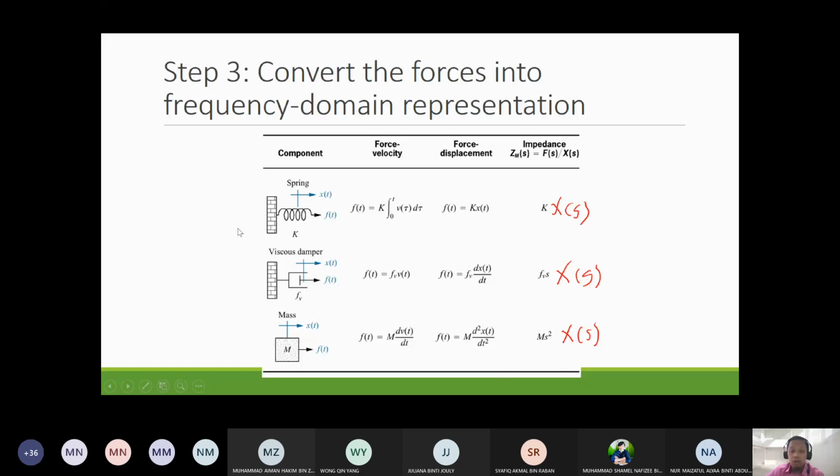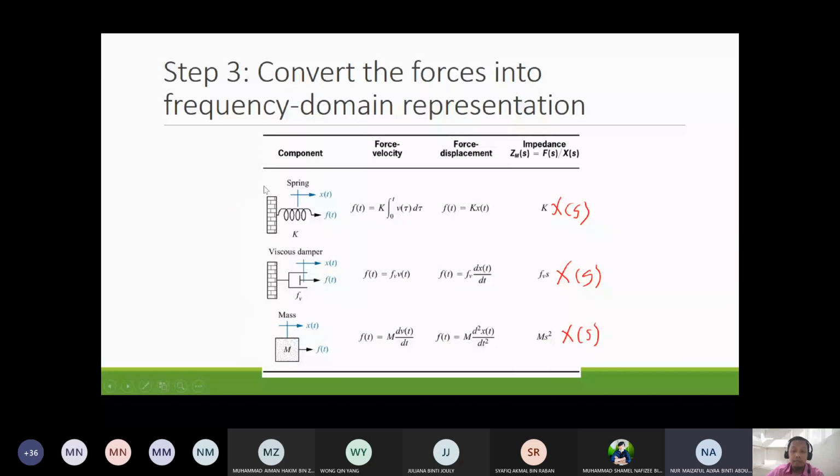I hope you can remember this. For the spring, it's just kx. For the damper, it's Fv times x dot. For the mass, it's m times x double dot. It is similar for every case, so I hope you can remember this.